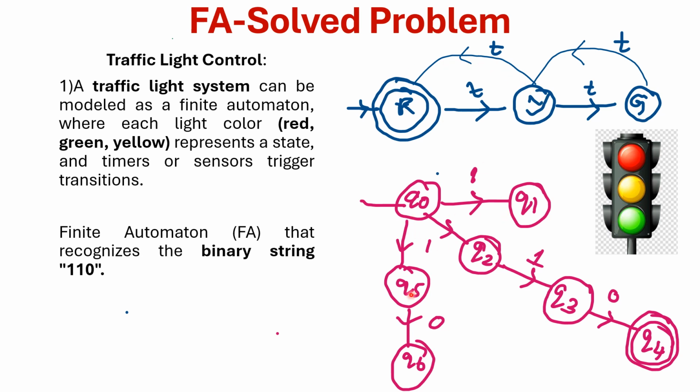Similarly, how many states are there here? 1, 2, 3, 4, 5, 6, 7 states. What is the input? Maybe 1 and 0. What is the initial state? Q naught, and the final state is Q4. The transitions are Q naught on 1 goes to Q1, Q naught on 1 goes to Q2, and Q naught on 1 goes to Q5. So like that we can represent it as a finite automata. Thank you.